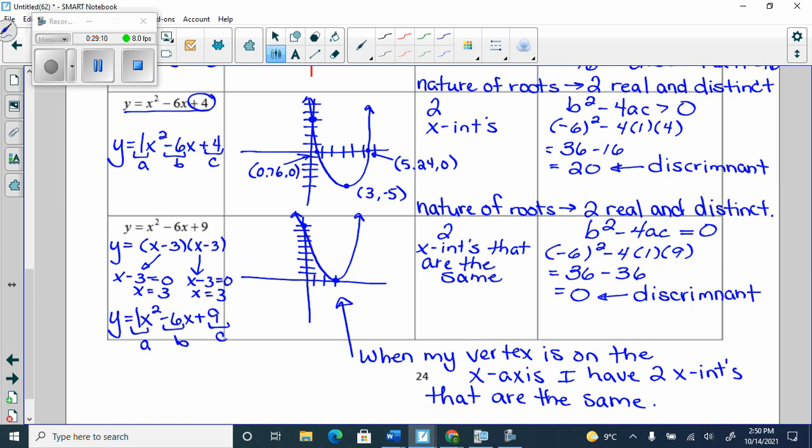And now for the nature of the roots. For the last 2, we said 2 real because they're real answers and distinct because they're different, right? Ours now is going to be 2 real because they're real. And what are they this time, though? They're the same, which is another word for equal. They're 2 real, they exist, and they're equal, they're the exact same.